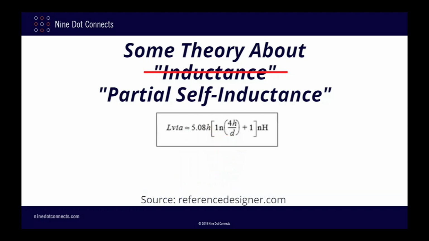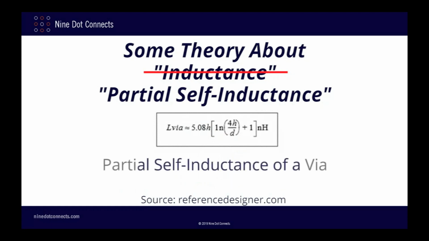So if we go back to our equation for the estimated inductance of a via, we now understand that this equation should more properly be called the equation for the partial self-inductance of a via. And in addition to being partial, it also relates to the inductance that is only inherent in the via by itself, and thus the word self.